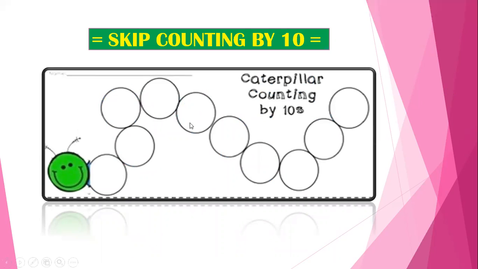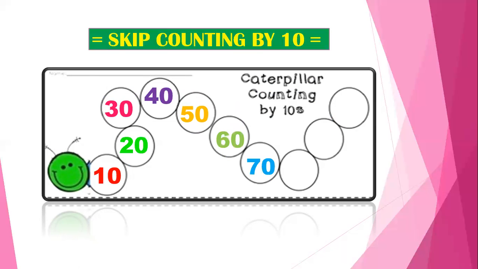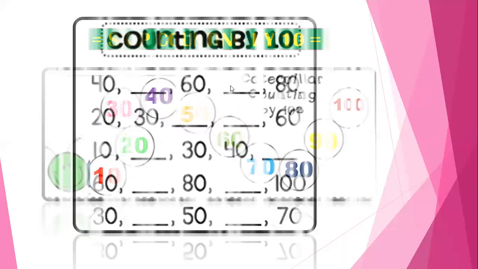Let's complete the body of the caterpillar using skip counting by 10. Everybody: 10, 20, 30, 40, 50, 60, 70, 80, 90, 100. Great job. Now let's practice more about how to skip count by 10.